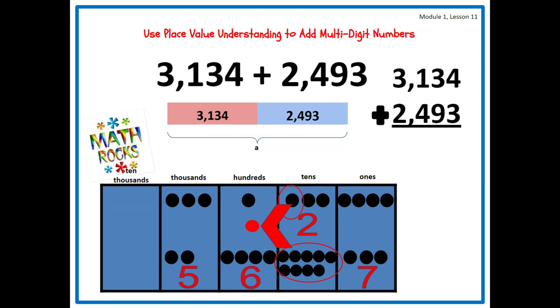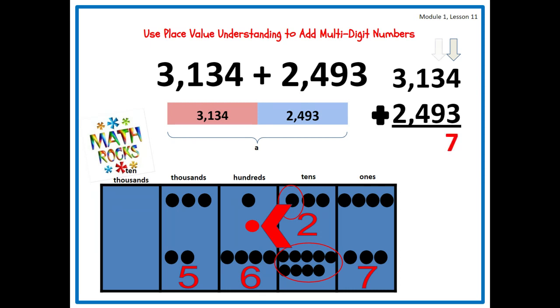Where did we start adding our place value discs? That's right, the ones place. We always start in the least valuable place, or the lowest value place, because if we regroup, we need to move them to the next place value over. All right, we had 4 ones and we added 3 more, and that was 7. Yep, just like in our chart.